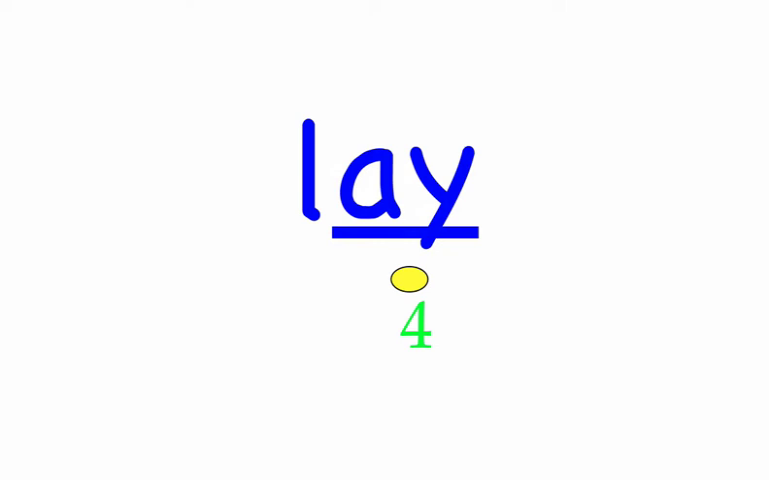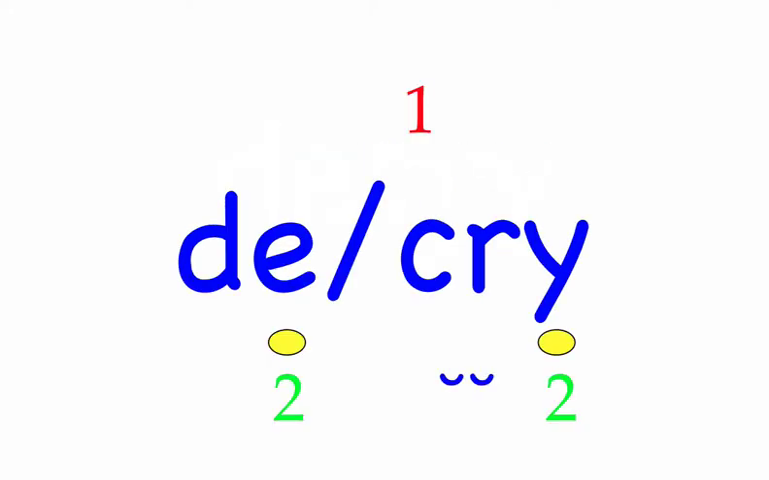Decry. I decry this injustice. Decry. De has two sounds: D, E. Cry. Three sounds. K, R, I. Decry. Mark the word. CR is a blend here, so we put half circles under the C and the R. Now it counts as a unit of one when we're determining where to divide the word into syllables.